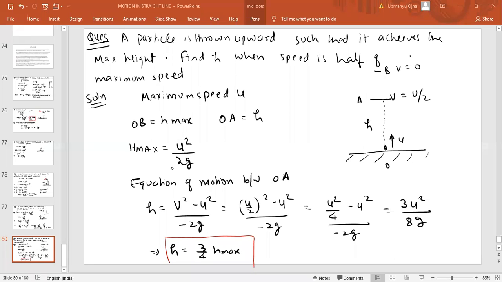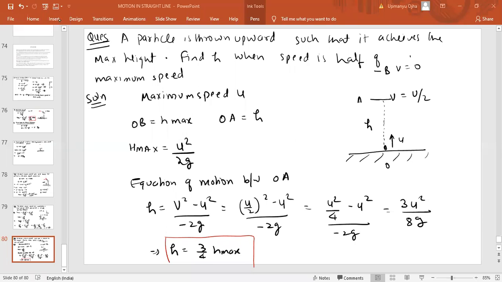See, maximum speed, you understand, like when you're throwing the object upward. The maximum speed is that speed, that point where you're throwing the object. Because as you are throwing the object upward, the velocity will keep on decreasing and become zero at the maximum height. Okay, that is why.